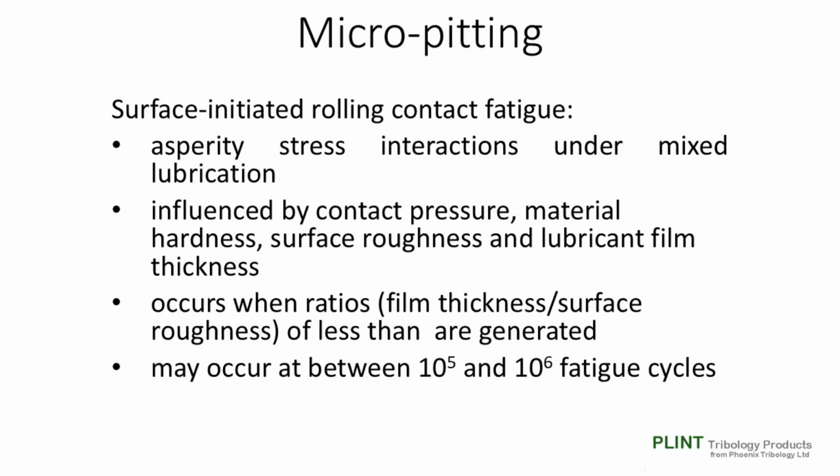Surface-initiated rolling contact fatigue, usually referred to as micropitting, is associated with asperity stress interactions, hence rolling contacts of sufficient surface roughness operating under mixed lubrication. Micropitting is influenced by contact pressure, material hardness, surface roughness, and lubricant film thickness. It can occur when lambda ratios, the ratio of film thickness to surface roughness, of less than 5 are generated. Micropitting may occur at between 10^5 and 10^6 fatigue cycles.